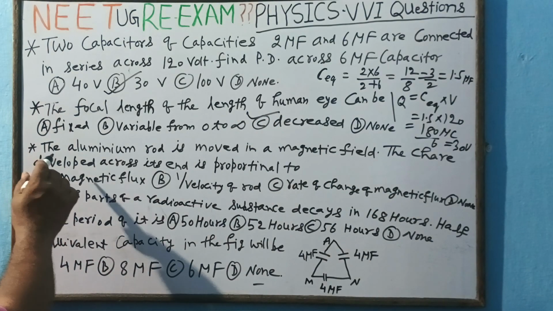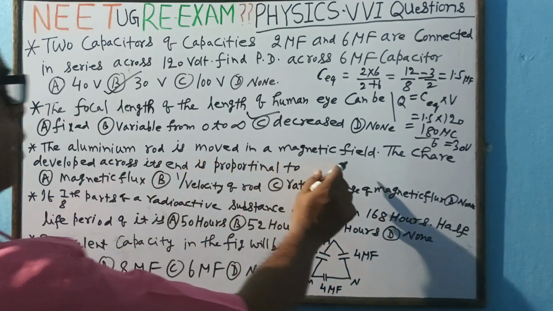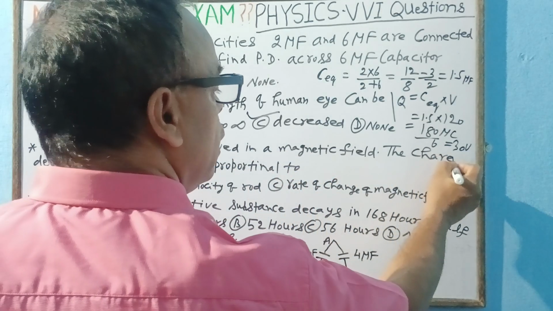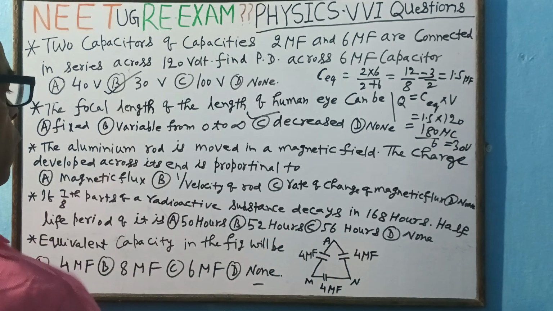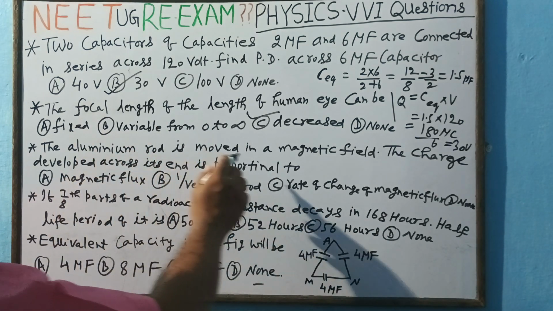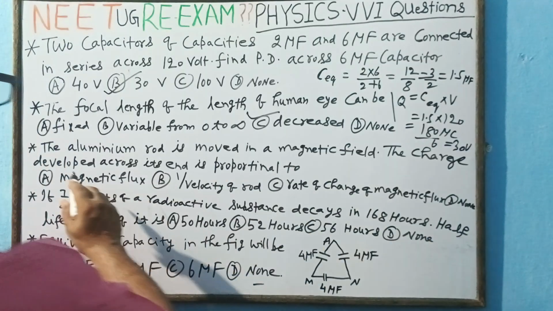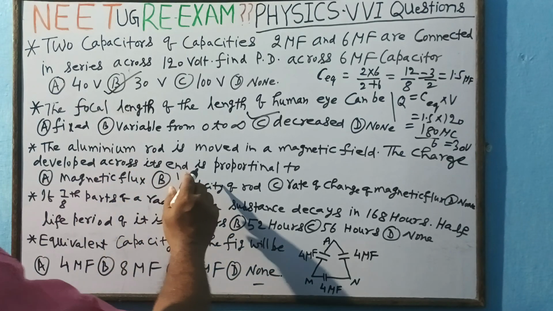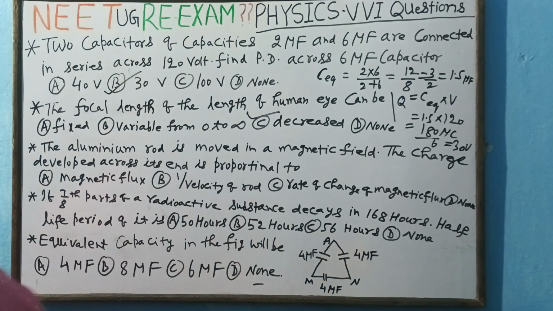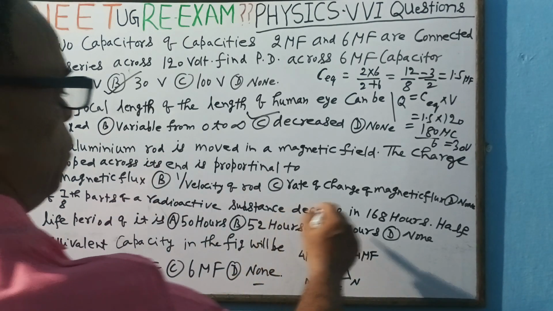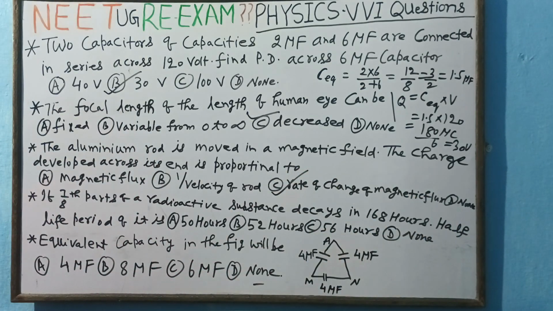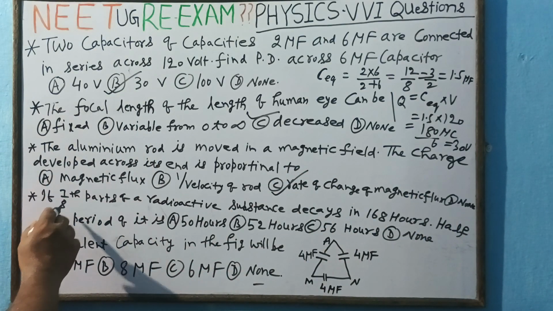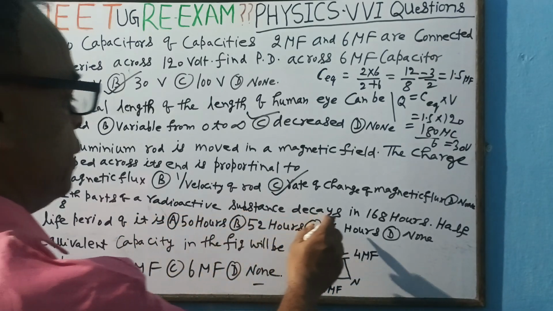Next question is: an aluminum rod is moved in a magnetic field. The charge developed across its end is proportional to what? The aluminum rod is moved in a magnetic field, and the charge developed across its end is proportional to the rate of change of magnetic flux. Answer C is correct.